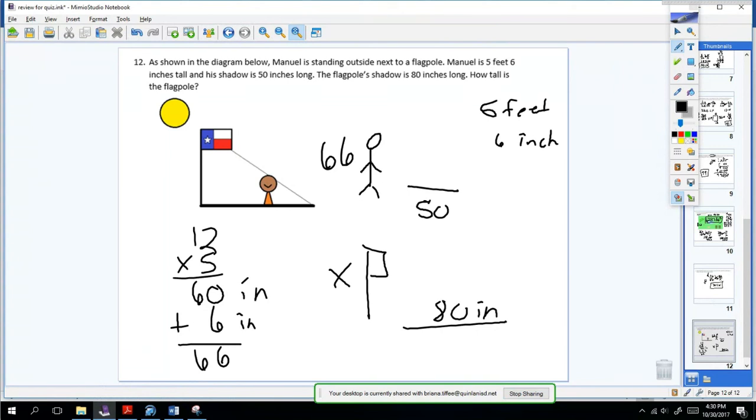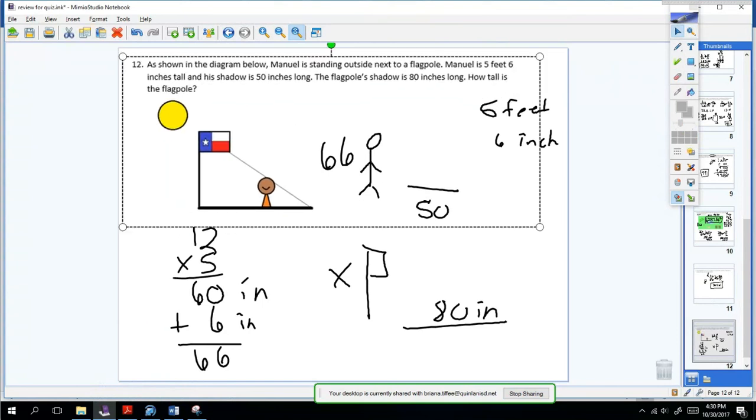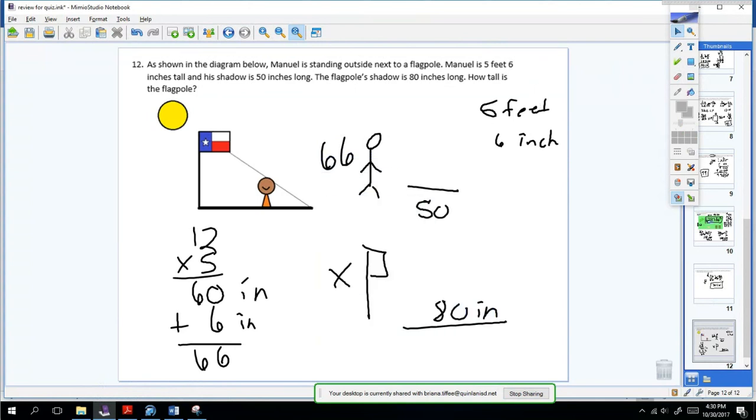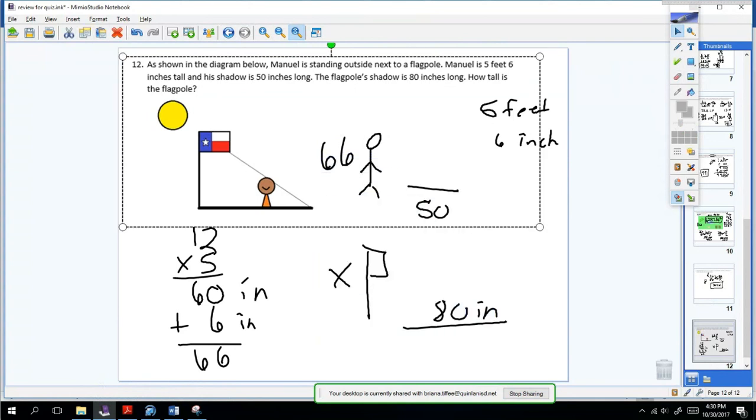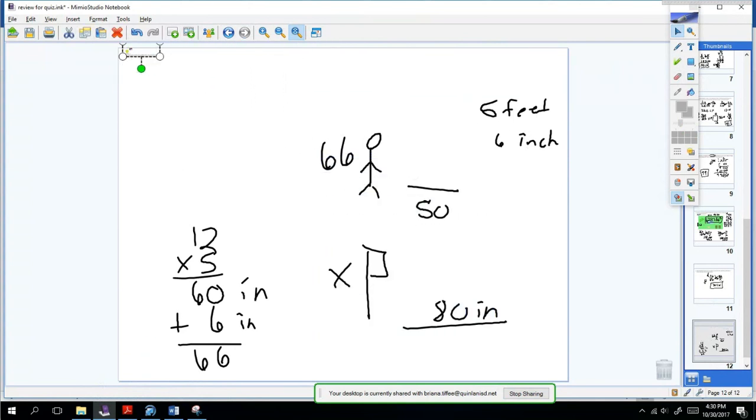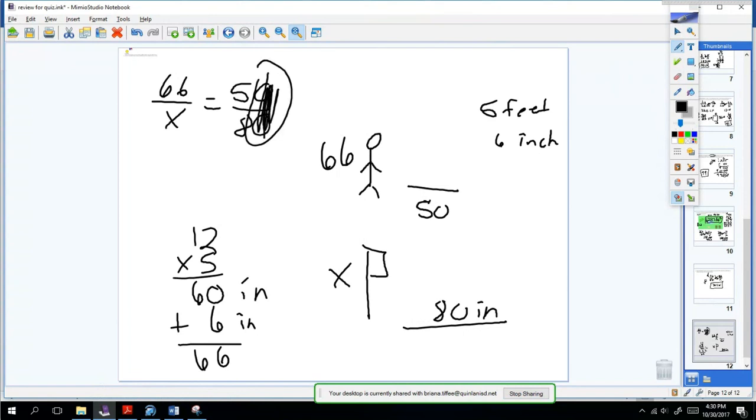Okay, so let me see if I can actually copy this. Oops, not that. So I'm actually going to make this smaller, make that go away. So we're just using this picture right now, so we're going to set up a proportion. So you're going to do 66 over x is equal to 50 over 80. Well, look, I have 2 zeros on top of each other. That can cancel out. So you're going to do 5 times x, which is 5x, and then 66 times 8, and 66 times 8 is 528.